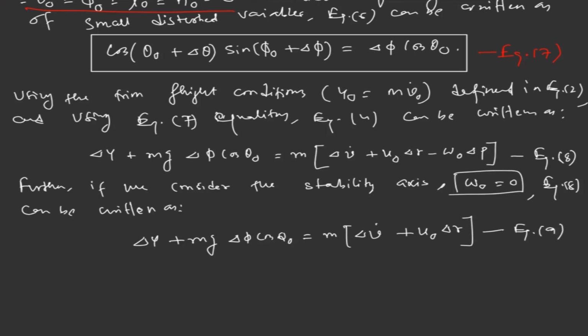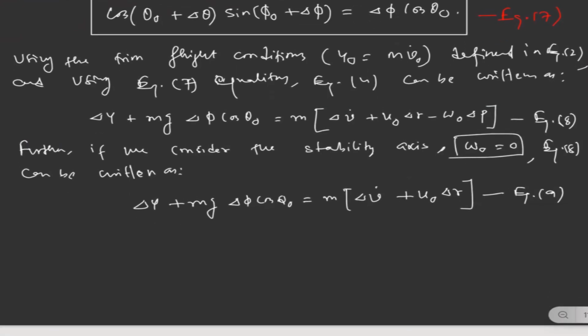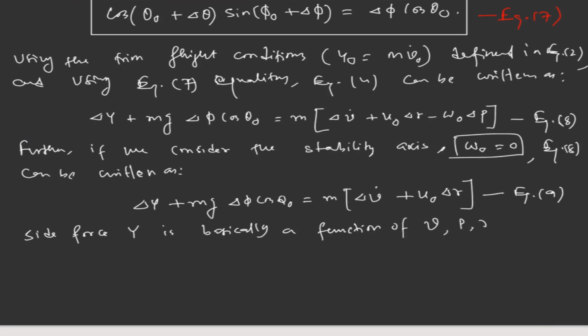Now we have to consider how delta y, the part of force along the y-axis, gets affected, and what are the variables involved in generating delta y. Let's look. Let me write some notes. Side force Y is basically a function of v, p, r, phi and delta r. So these are the variables or controls that actually affect the side force in the aircraft.